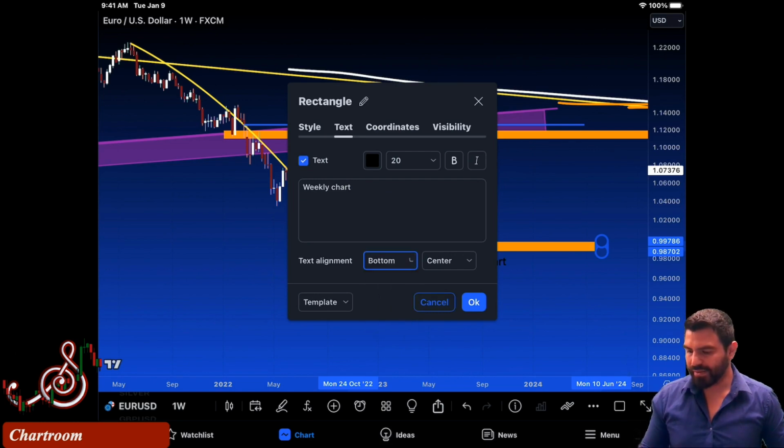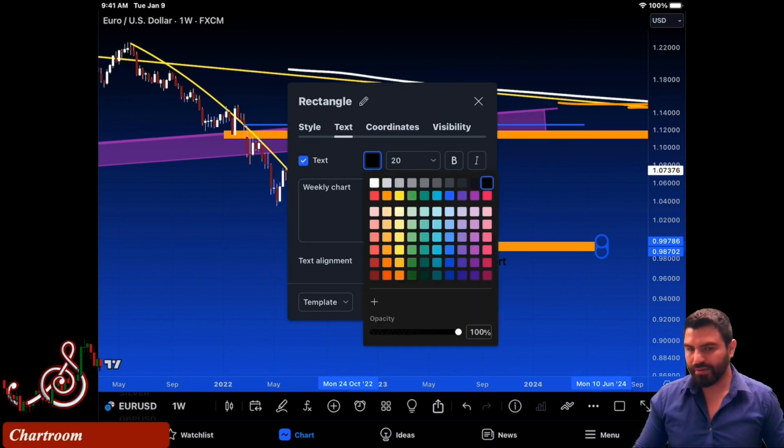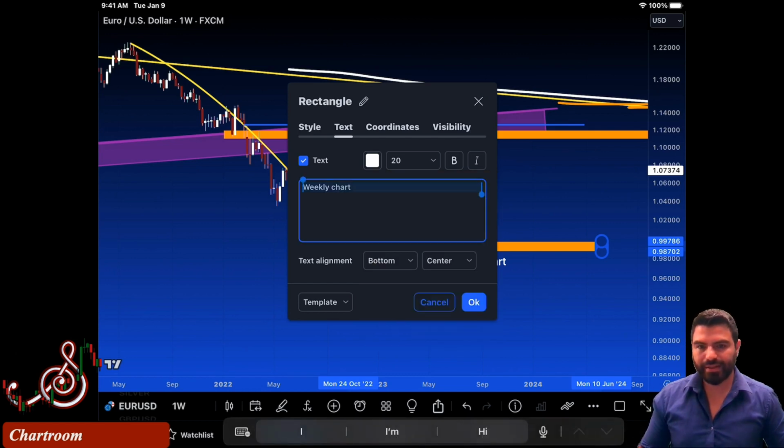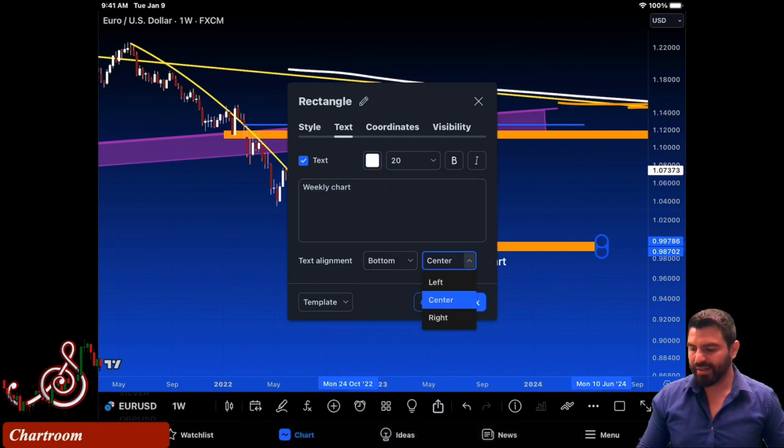Let's put this on the bottom and we'll put it in white. So to do that, I'm clicking on this word right here, text alignment. We're going to put it in bottom and we can put it on the left if you wanted to. But I like to put mine right in the center.